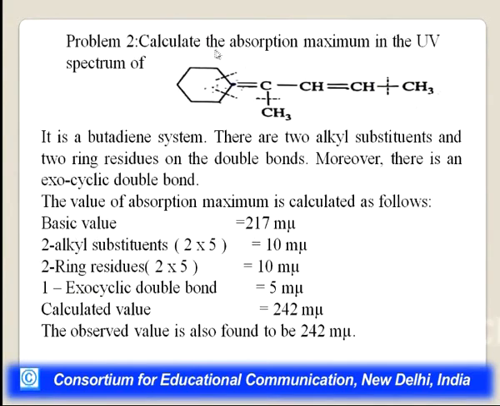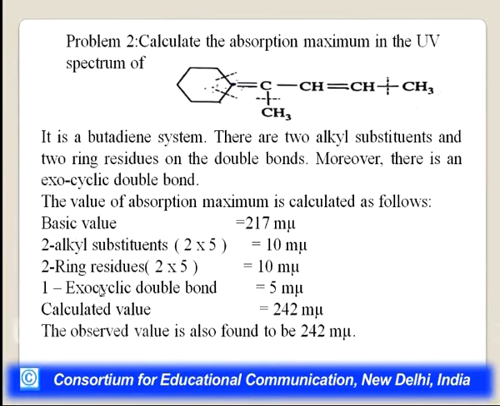Another problem is here: calculate the absorption maximum in the ultraviolet spectrum of this structure. First of all, you need to identify that it is a butadiene system, alternate single double bond. So the basic value will be 217. Again you can see there are 2 alkyl groups, so the value contributed here is 10, as for 1 alkyl group the value is 5. Here you can also observe this double bond in a cyclic system, so this bond is treated as an exocyclic double bond. The value contribution is 5.